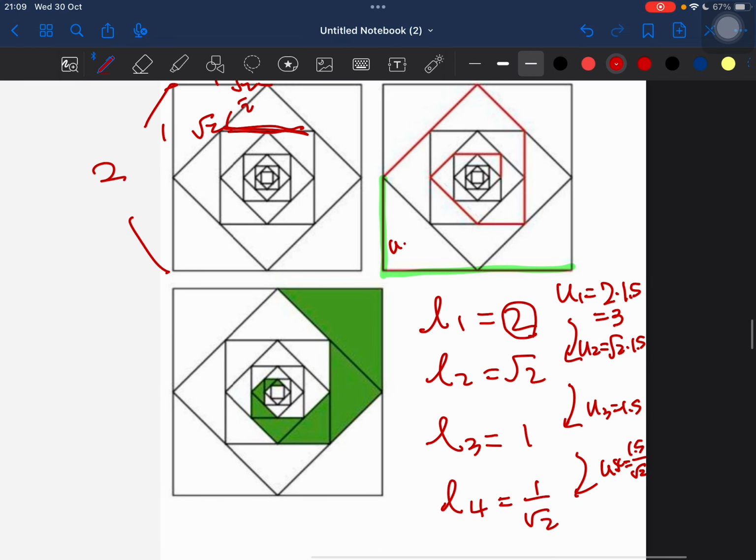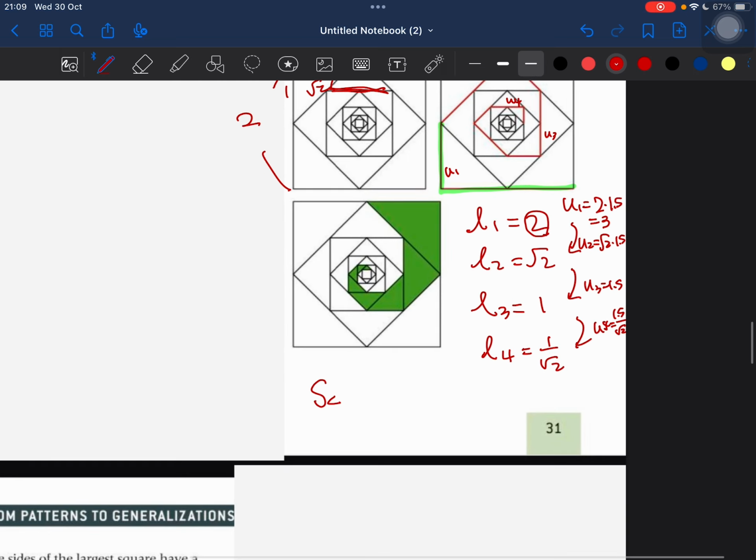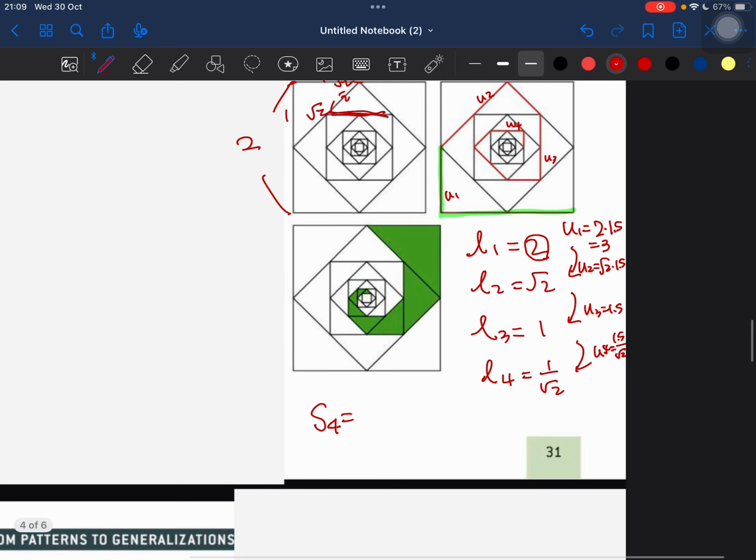So U1, U2, U3, and U4. Now we need to find S4. We can tell the rule is making the next term by multiplying by 1 over square root of 2. So the common ratio is 1 over square root of 2.